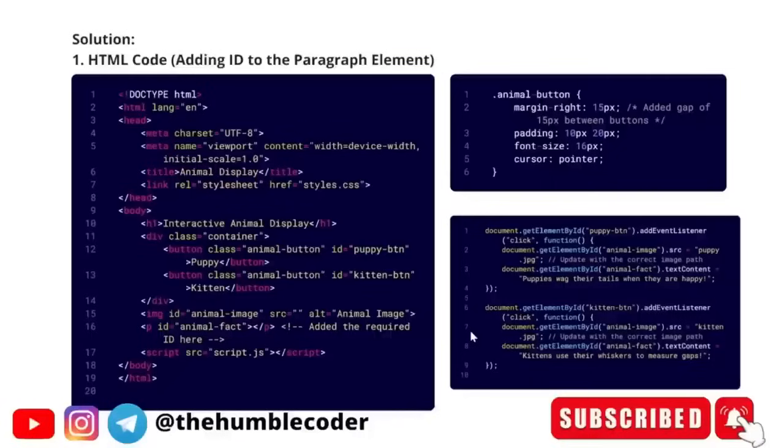So first of all, let's see this code. You can see this code. Basically this is for the HTML part, and this is for whatever gap addition was required, like 15 pixels. This is for that part. I'll quickly guide you through it.